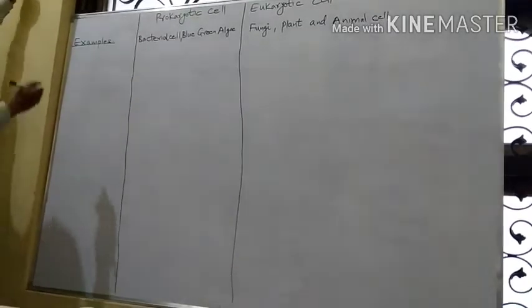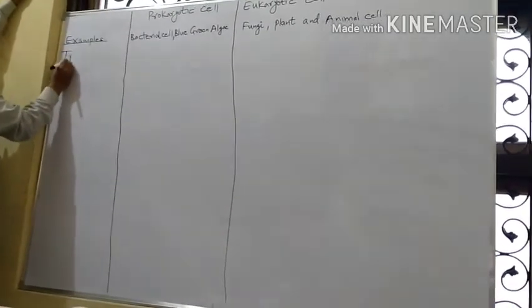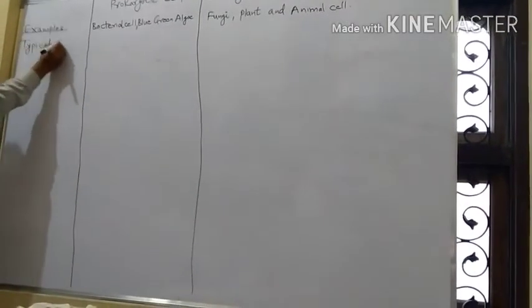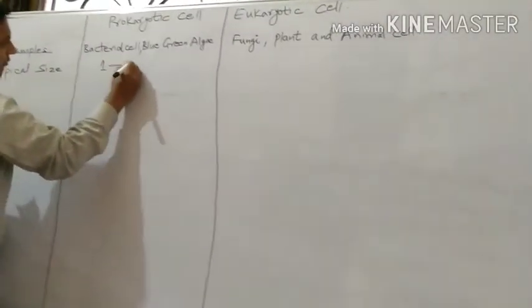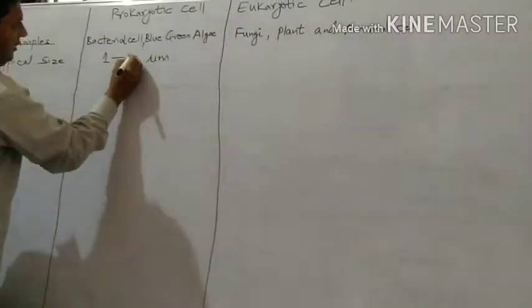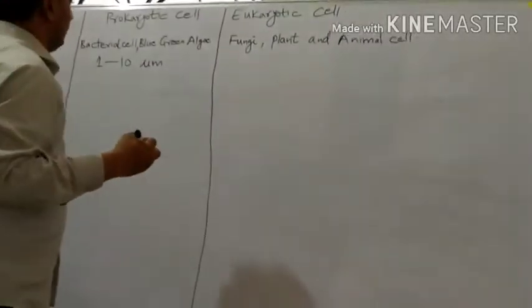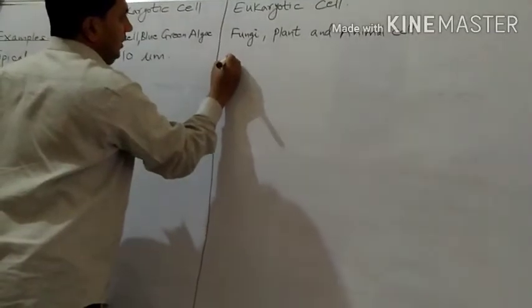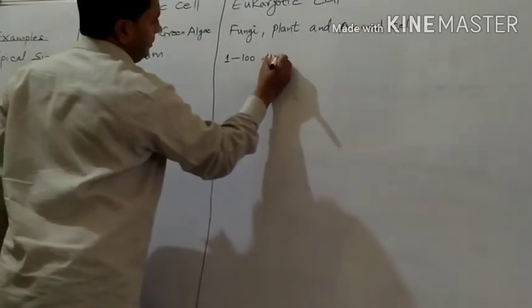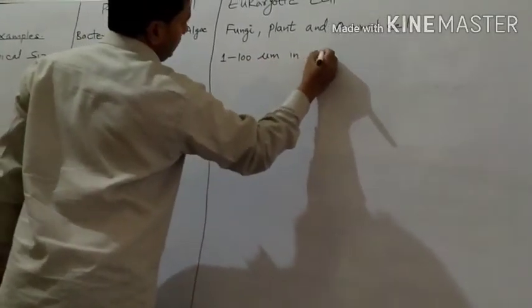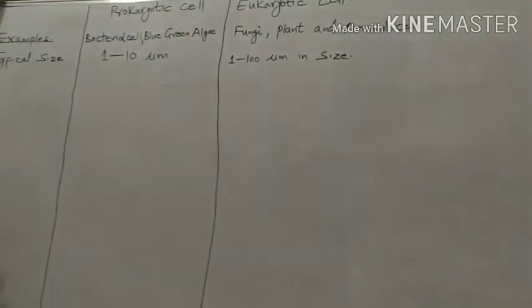Then comes typical size, when we are talking about prokaryotic and eukaryotic cells. Then we discuss size. Here the prokaryotic cell is 1 to 10 micrometer in size. And here it is 1 to 100 micrometer in size. Size is clear? 1 to 10 micrometer and 1 to 100 micrometer.